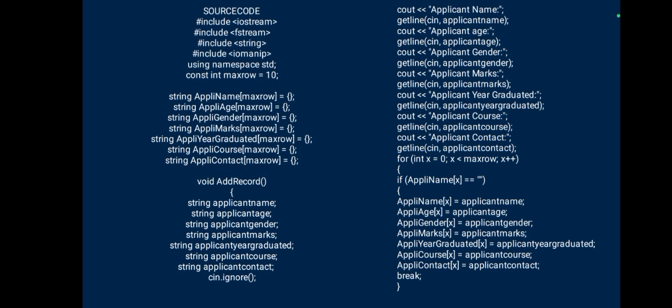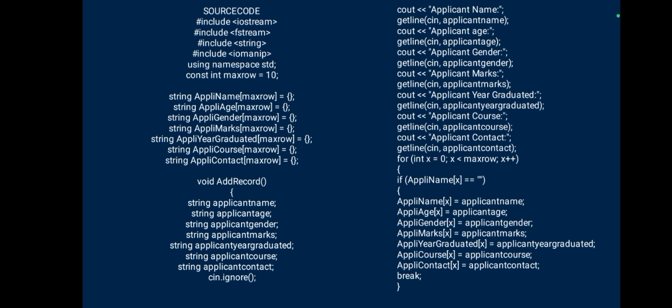This is the source code that I made. So these are the 4 libraries that we are going to use. The fstream is for file input and output stream. So when we write something to the file or text file, we will use the fstream. Using namespace std is for standard input-output commands.